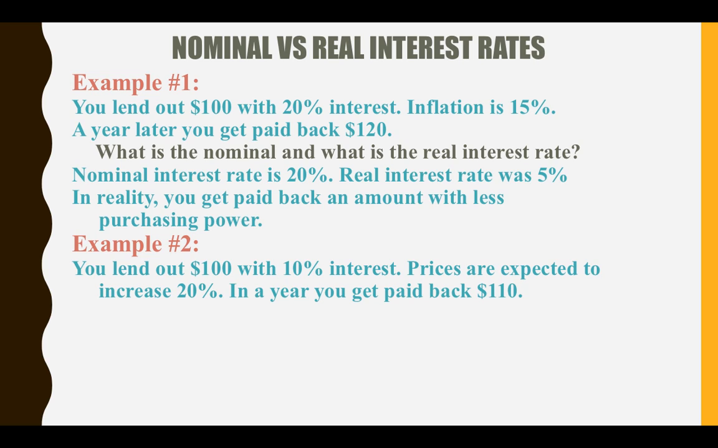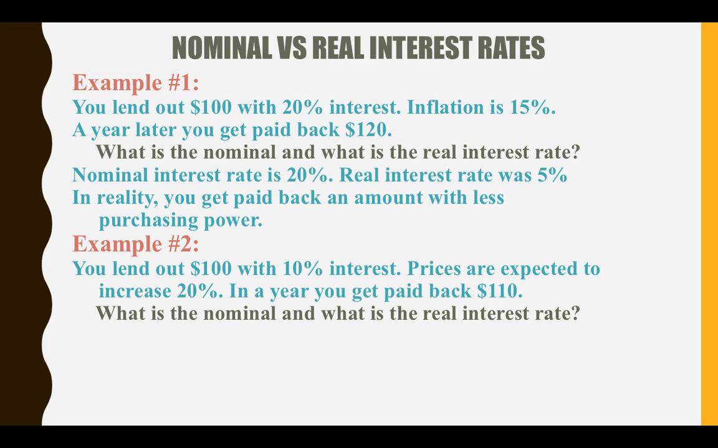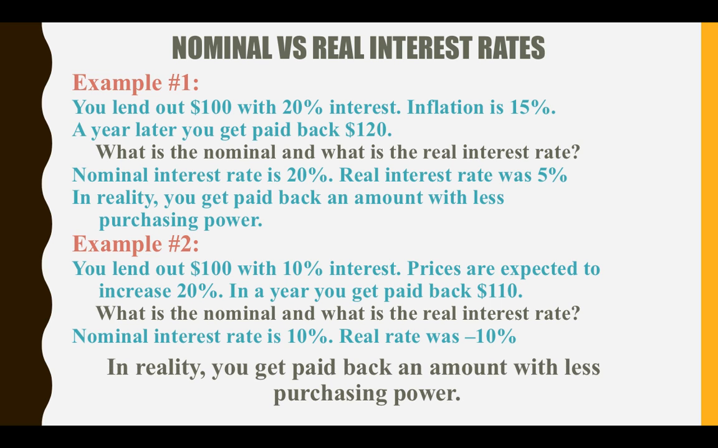Second example, you lend out $100 with a 10% interest rate. Prices are expected to increase 20%, and when you get paid back $110. What is the real and what is the nominal interest rate? Well, the nominal interest rate is 10%, just the interest rate, and the real interest rate is -10%. You actually lost money on that transaction, okay? So you got paid back an amount with less purchasing power.